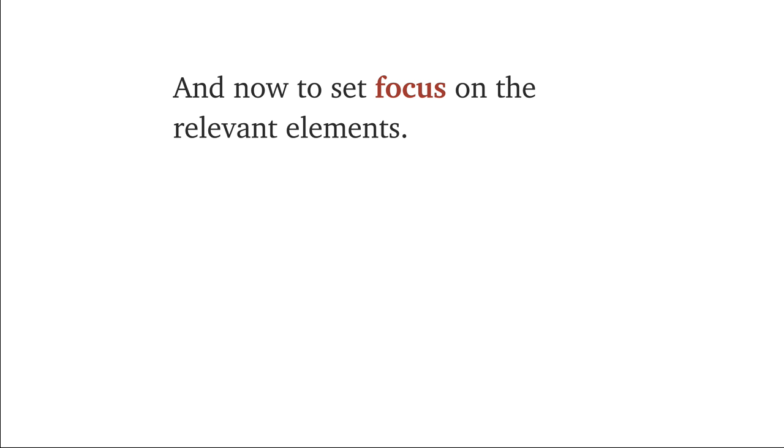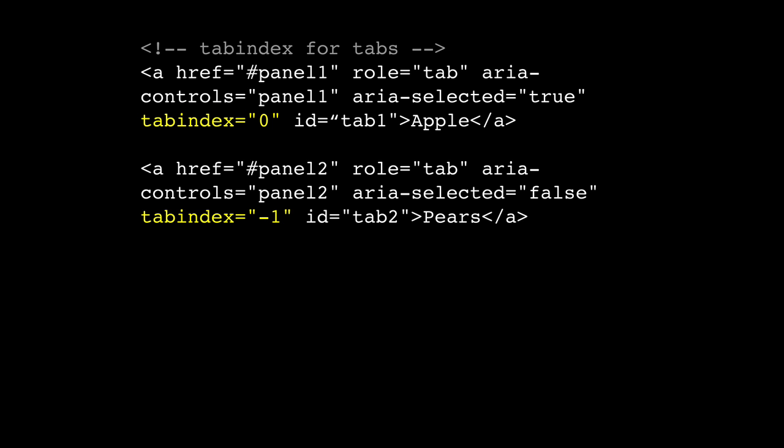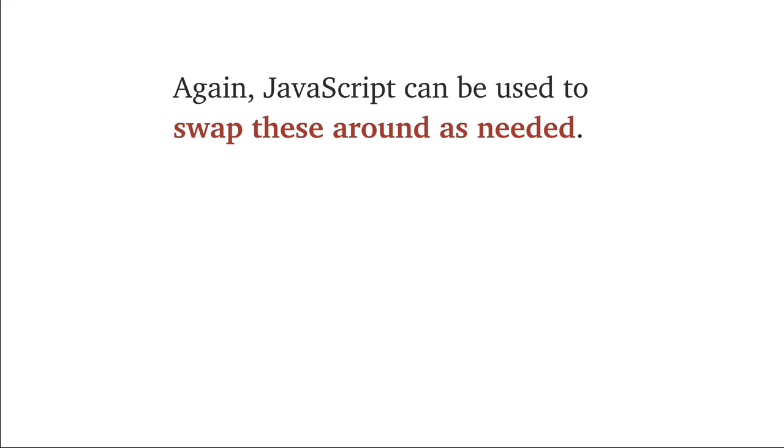Next up, focus. And what we need to do is set the focus on the relevant elements. So for our A element, we want to set tabindex 0 to the tab that's active and tabindex minus 1 to the other tabs that aren't active. And again, JavaScript can be used to swap these around as different tabs become active.